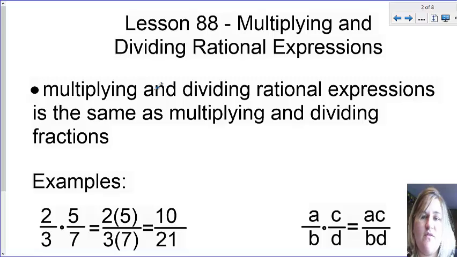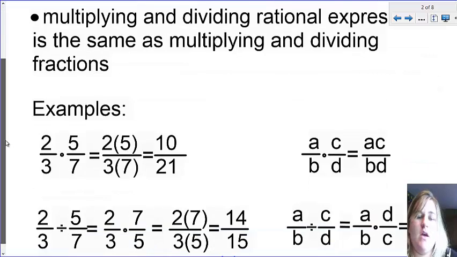Remember, when we multiply fractions, we multiply straight across, numerator times numerator, denominator times denominator. When we divide fractions, we keep the first one the same, change division to multiplication, take the reciprocal of the second fraction, and then just multiply straight across. You also remember your exponent rules. When I multiply by the same base, I must add the exponents. When I divide by the same base, I subtract the exponents. So, let's go ahead and get started here.